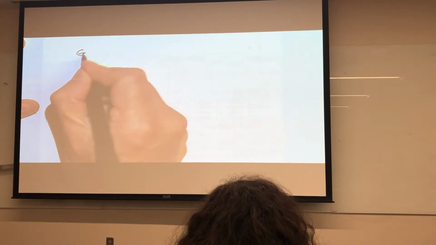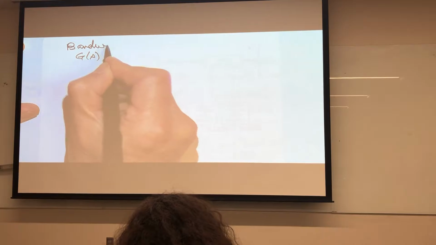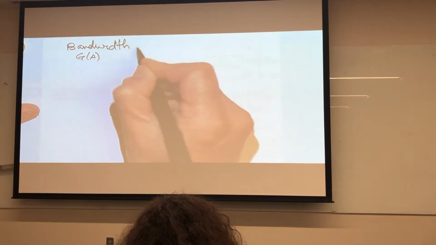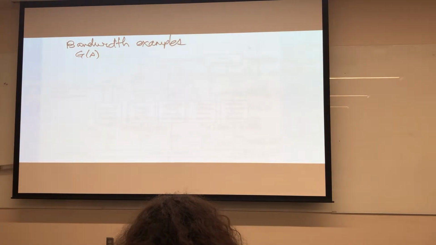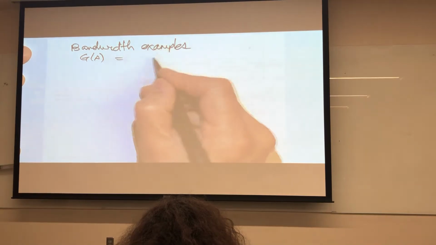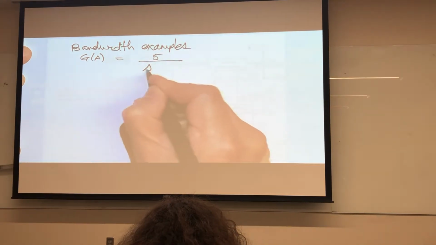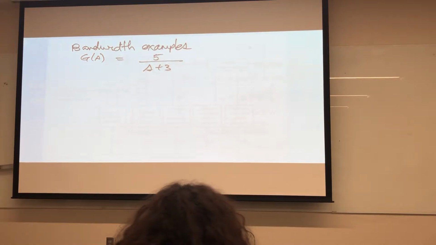Let's suppose that our model, let's do a bandwidth example. Let's do a couple of them. I think we've got enough time. Let's suppose our model is 5 over s plus 3. Okay, 5 over s plus 3. Our first order model, 5 over s plus 3.